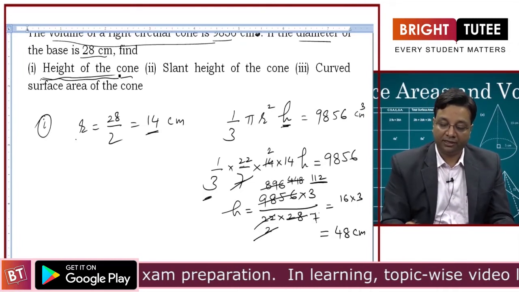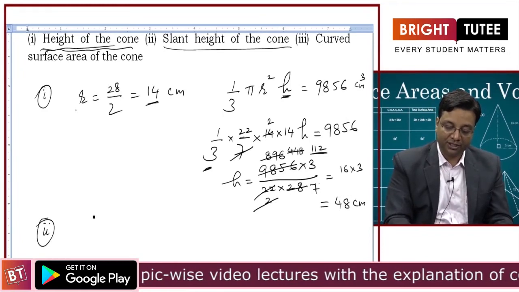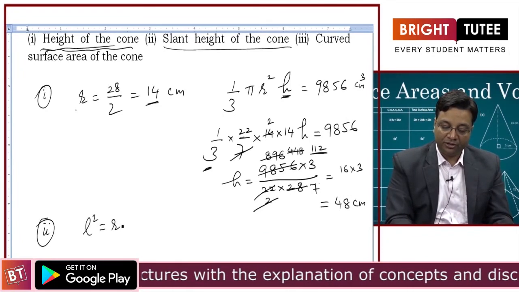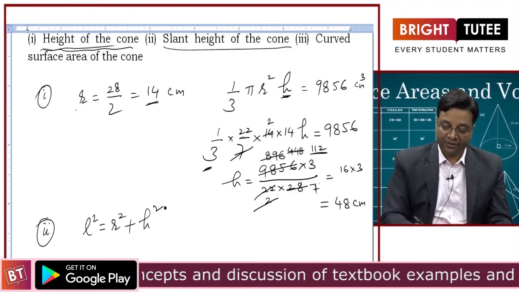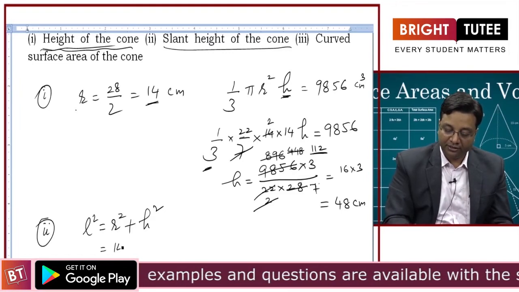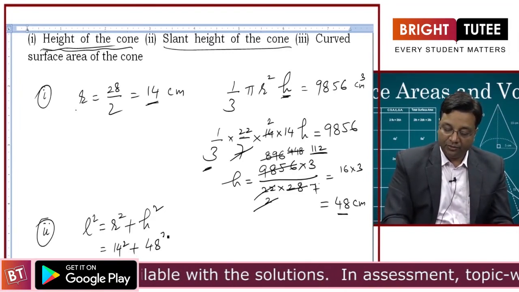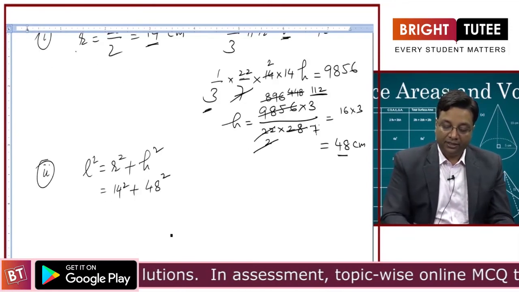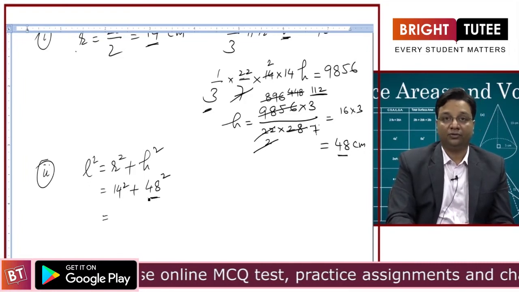This is the first part. Now I need to find the slant height of this cone, which is very easy because I will apply the Pythagoras theorem. L square is equal to r square plus h square. So the slant height can be calculated like this. It will be 14 square plus 48 square, right?